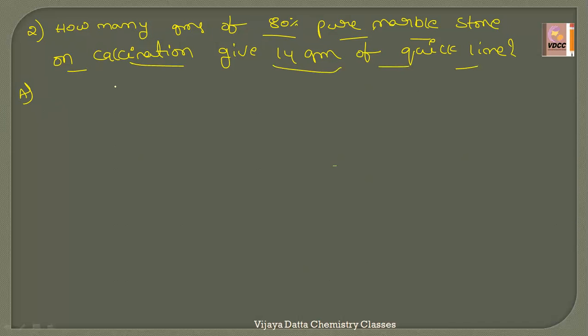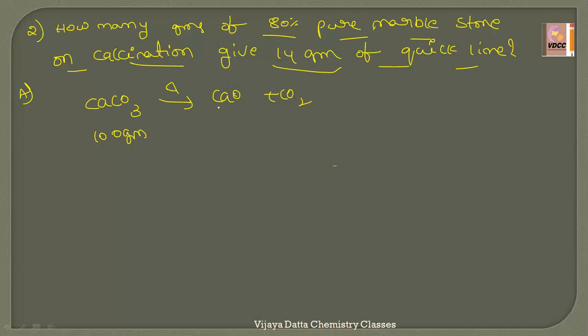See here, quicklime is nothing but calcium oxide and marble stone is nothing but calcium carbonate. CaCO3 on heating gives rise to CaO plus CO2. Isn't it? So, see here. He is asking the question, 80% pure marble stone on calcination gives 14 grams of quicklime. Actually, these both are weight relationships only. So, the calcium carbonate weight is 100 grams, we know, because calcium is 40, carbon is 12, 16 threes are 48. If you add that, we'll get 100 grams.